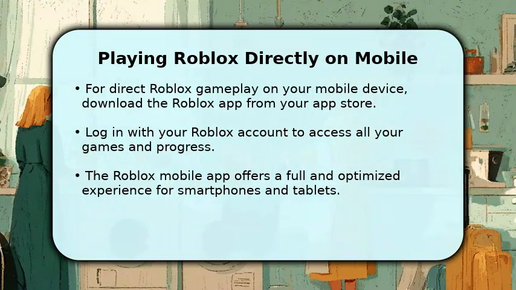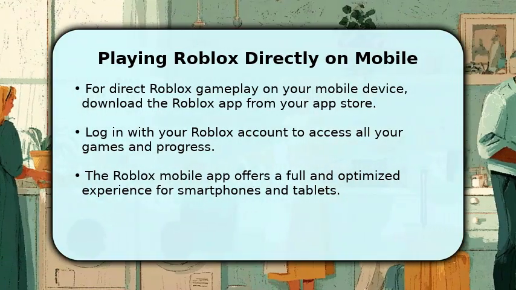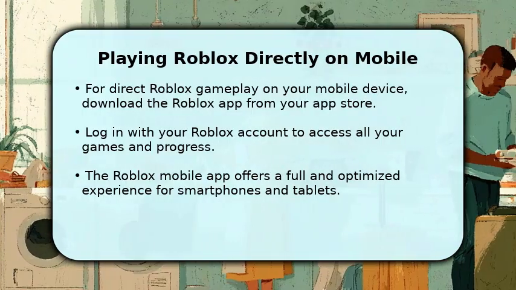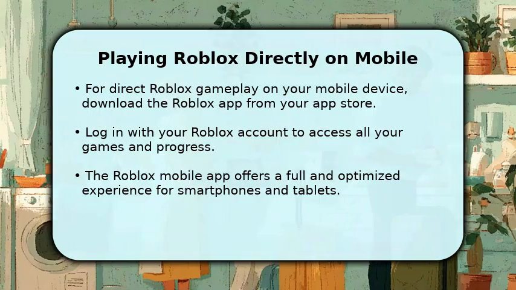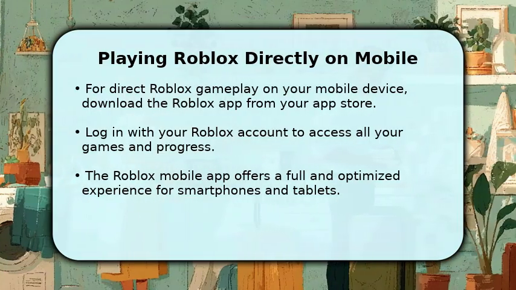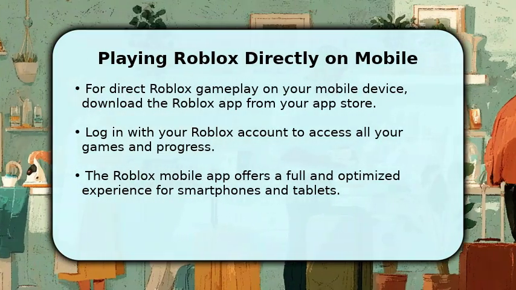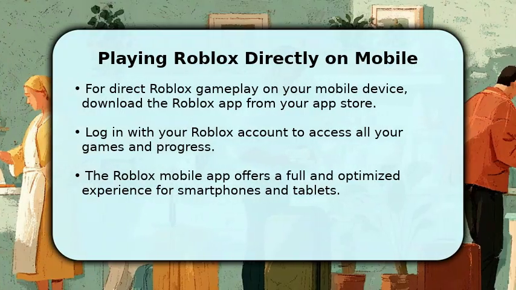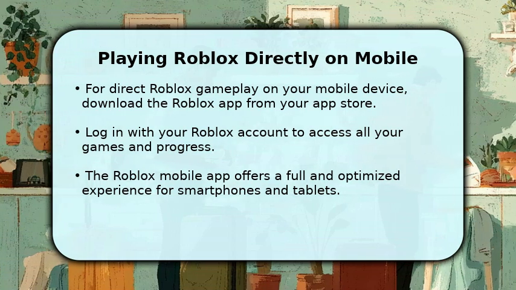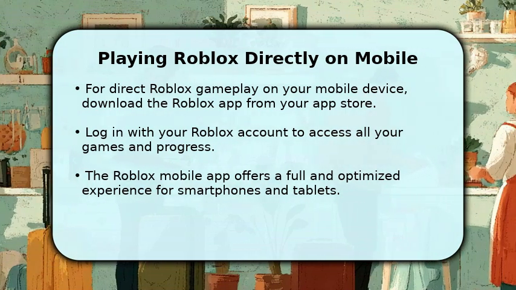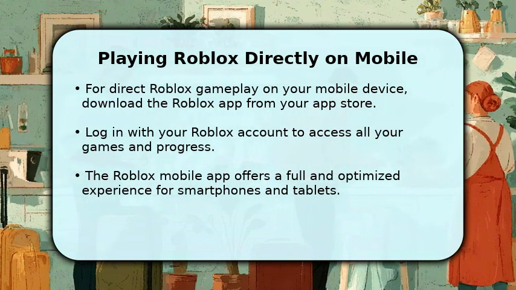Now, if your goal is simply to play Roblox directly on your mobile device, without involving your Xbox console for gameplay, the process is even simpler. Just head to your device's App Store, search for the Roblox application, and download it. Once installed, log in with your existing Roblox account, and you'll have immediate access to all your games, friends, and progress. This provides a dedicated and optimized mobile experience, ensuring you can enjoy Roblox anytime, anywhere, with ease.